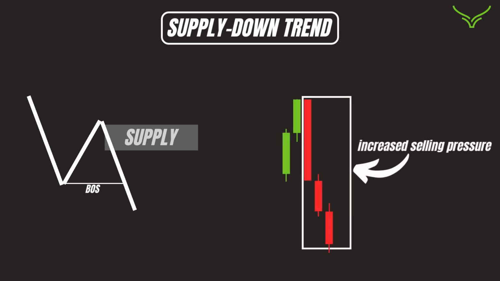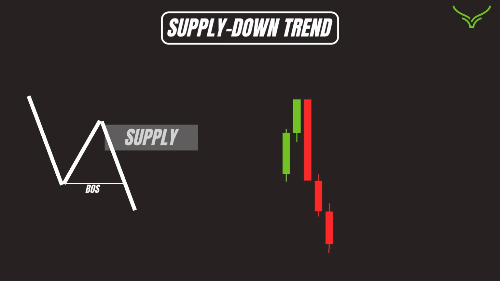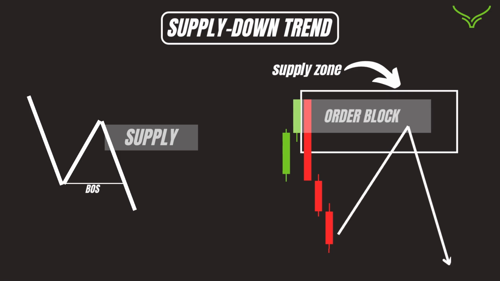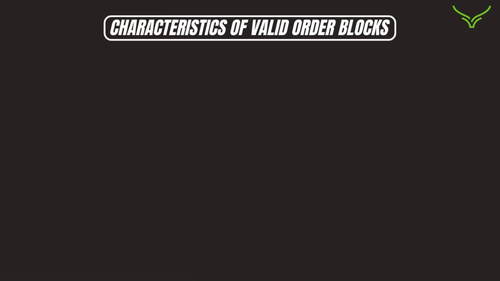When there is a significant volume of sell positions within a specific zone in the market, this zone transforms into what we call a supply zone. We then identify our order blocks within this zone and anticipate further selling opportunities. Since supply and demand is associated with order blocks in smart money trading, it is important to remind each other about characteristics of valid order blocks.